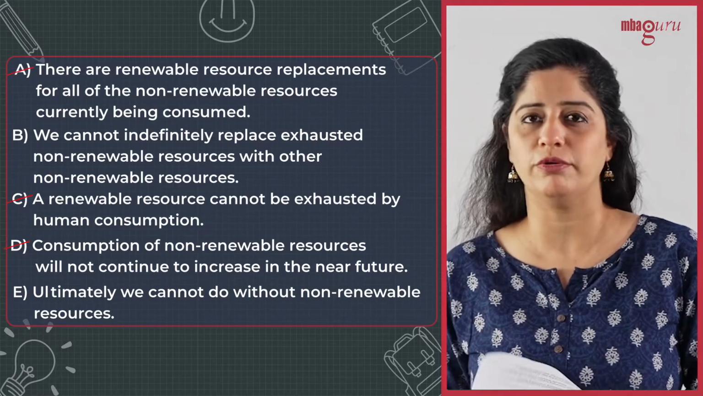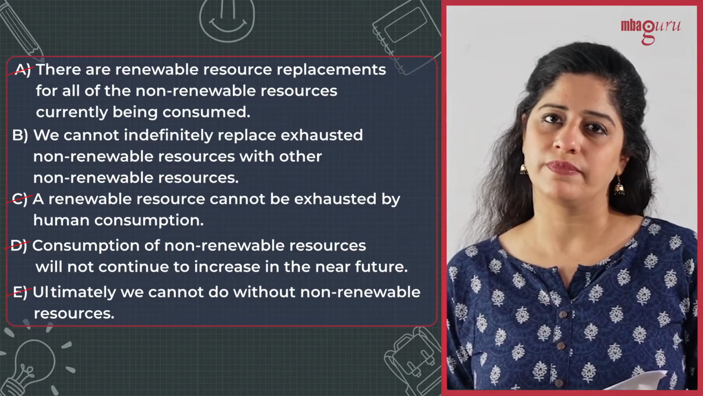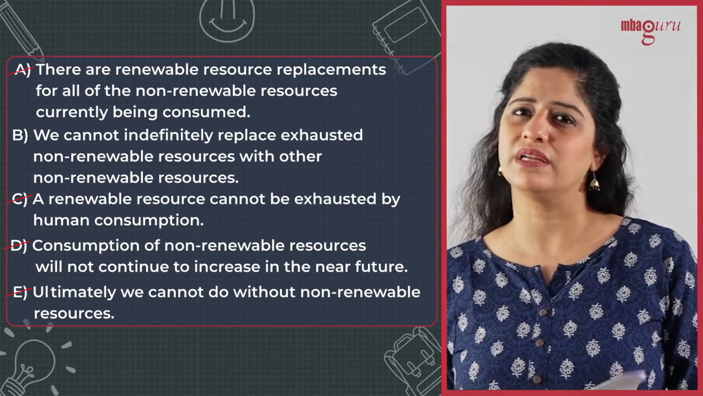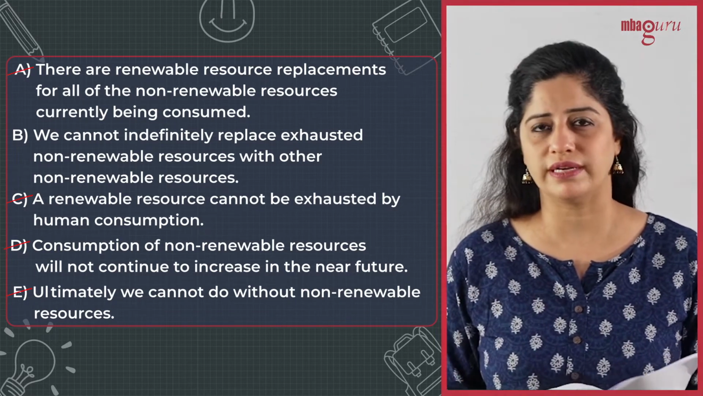ये बोल रहा है कि non-renewable के बिना नहीं चलेगा. तो option E तो बिल्कुल reverse है. वो कह रहा है कि shift करो, ये कह रहा है उसके बिना चलेगा नहीं. अगर author मानेगा कि इसके बिना चलेगा नहीं तो वो shift करने के लिए बोल ही नहीं सकता था. So this is not the right assumption.